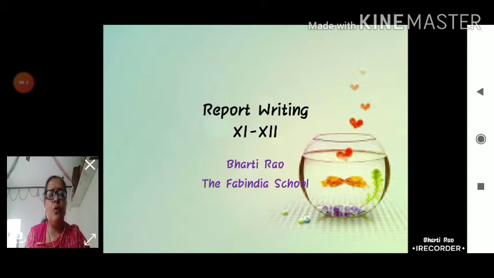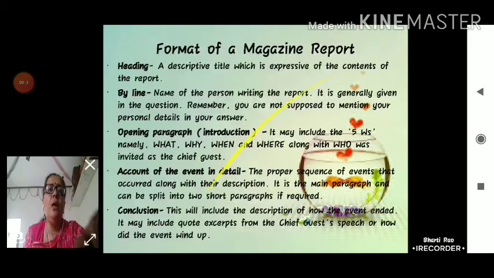Now, first of all, we are going to do the format of a magazine report. In a magazine report, always remember first you should have a heading. Just as we have a heading in our speech writing, we have a heading in our article writing. In our article writing, we need a byline. In speech writing, we do not need any byline. Same way, in this format also, after your heading, you write what you are expressing, what is the content of your report.